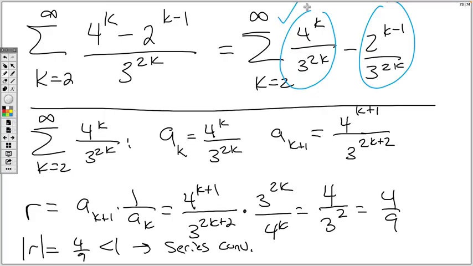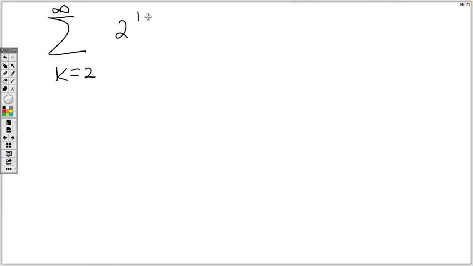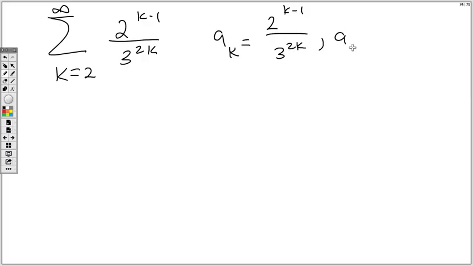So this one is good to go. Now I have to look at the second one to see if that also converges. Any questions on the first one, the analysis there? You getting the hang of this or not, folks? Okay. Let's look at the second one. Once again, k goes from 2 to infinity, 2 to the k minus 1 over 3 to the 2k. So my a sub k, 2 to the k minus 1 over 3 to the 2k. What's an expression for a sub k plus 1?